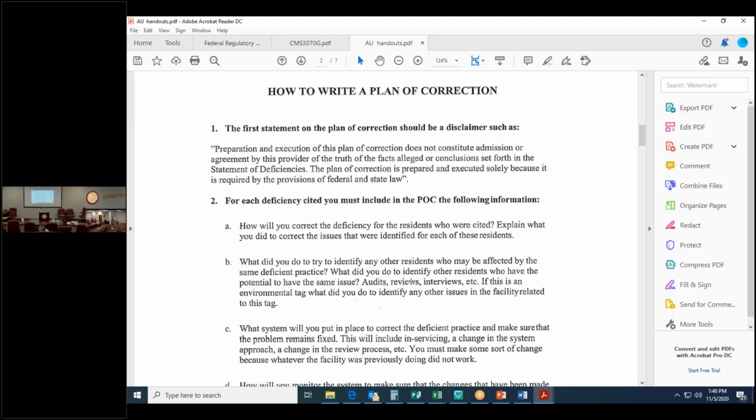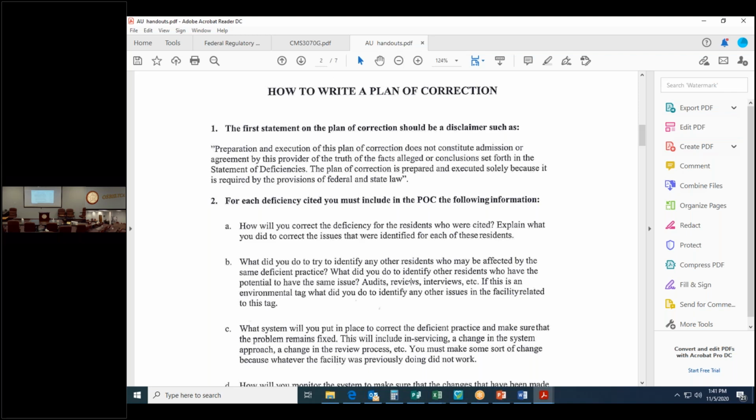And this is how to write a plan of correction. So like I said, this is just helpful information. Basically, you have certain things that you have to answer on your survey for the plan of correction. Anytime you get your 2567, it's going to come with a letter that pretty much says, surveyors were at your facility on this date. Here are the things they found to be deficient, and you have so many days to get this turned back in.